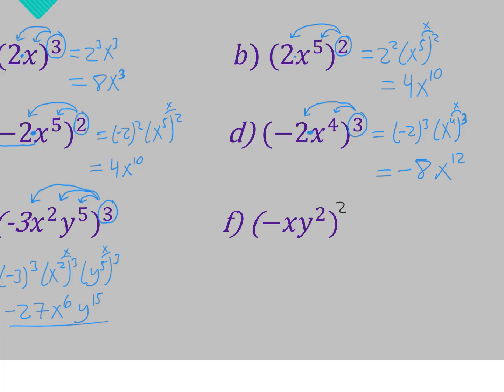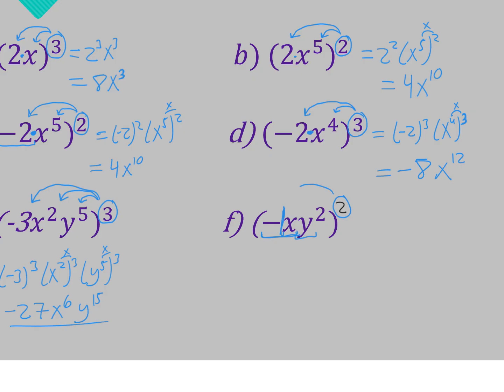Now, something like this, you don't see a coefficient. You can either assume it's 1 and treat that as your coefficient, or you can treat negative x as its own factor. All right, that's entirely up to you. I'm going to treat this negative 1 as the coefficient and then do the x and the y separately.